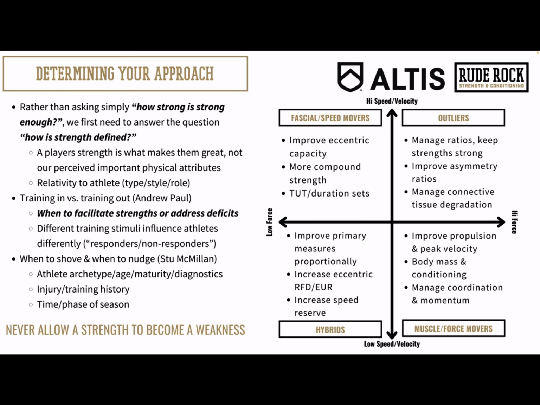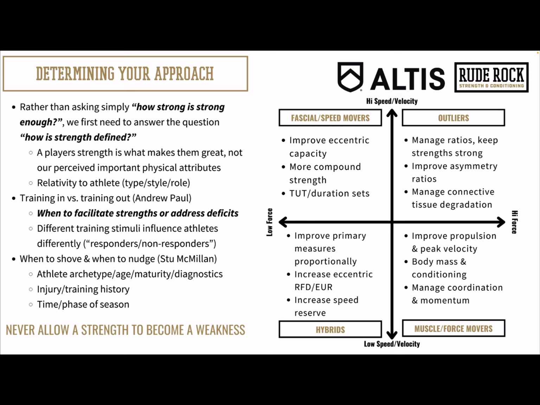So we need to know when to train in and when to train out, as my good friend Andrew Paul with the Oklahoma City Thunder kind of goes off of. In other words, there's a time and a place to do more musculotendinous based loading, or there's more of a time and a place for more myofascial based loading, and we can flex in and flex out of that. And similarly, as Stu has said a number of times, we need to know when to shove and when to nudge.